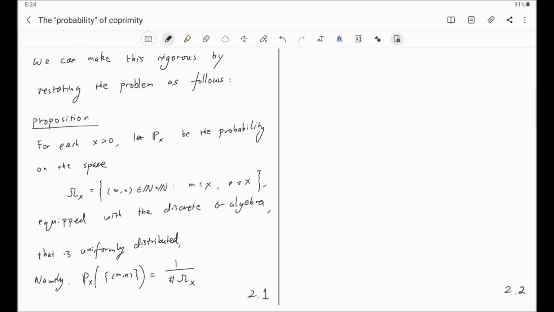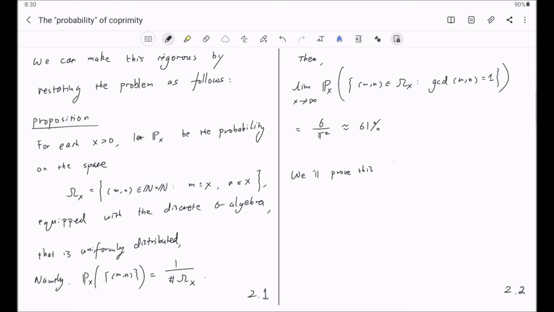Then the proposition says the limit as x goes to infinity of the probability P_x of the set of pairs (m, n) in Omega_x such that the GCD of m, n is equal to 1 is equal to 6 over pi squared, which is approximately 61%. And we shall prove this with the following stronger result, which is due to Mertens. This is in the year 1874.